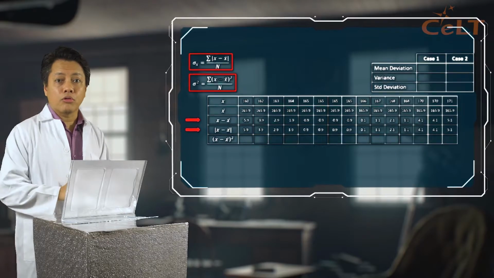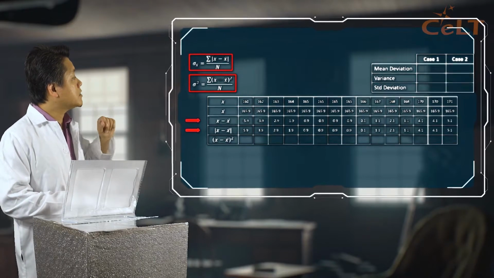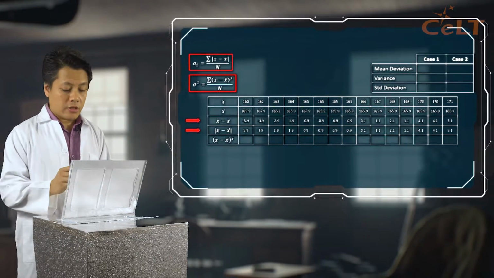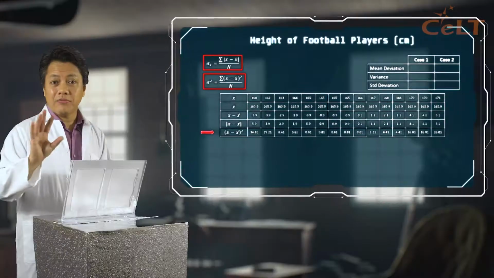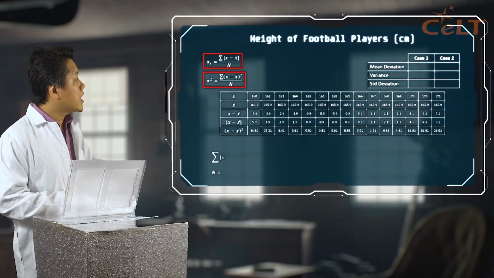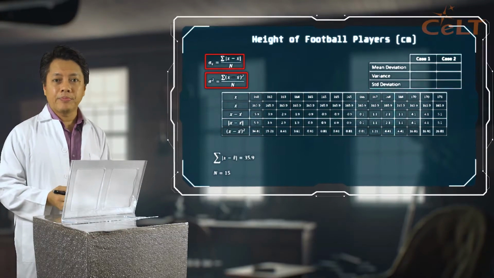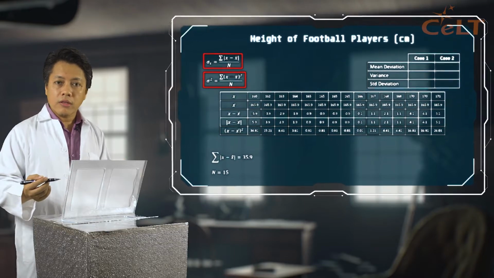The fourth step is to square all the deviations, and as such it becomes a positive number. We require this data so that we can calculate the variance and standard deviation. The fifth step is to sum up the fourth row, and that will give us 35.9. This is just the total of the deviation. Because the number of data points is 15, n is equal to 15. Dividing 35.9 by 15 will give us 2.39. So this is the official figure for the mean deviation.